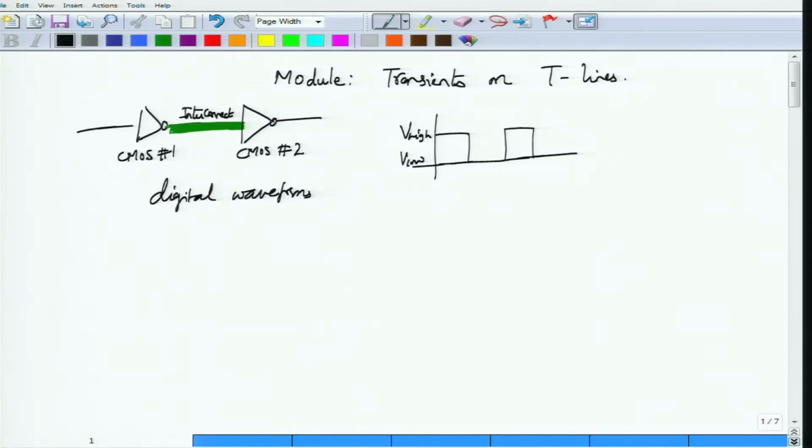So on these circuits or on these interconnects, you have at the source side signals which are switching from high to low, and they are to be transported across to the second CMOS inverter, which is acting like the load, in order for this one to be allowed to switch.